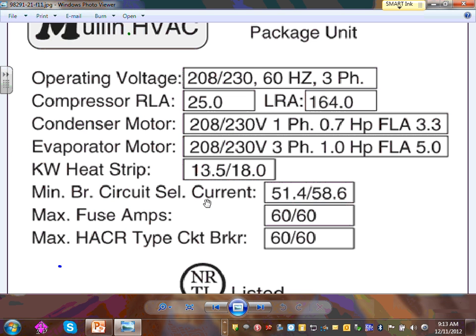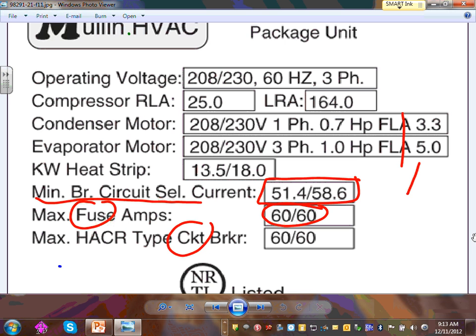So if you were to use it, you'd have to use 60 amp. Yep, absolutely. And here's what you're going to be using: the branch circuit selection current. Your option is either a fuse or a circuit breaker in this case, and they have to be 60, no calculation. So what I need here is my fuse. It's going to be 60 amps. This will be a 100 amp disconnect most likely.